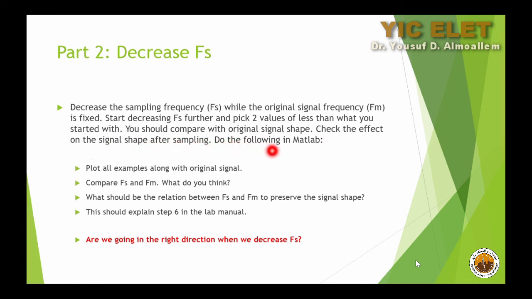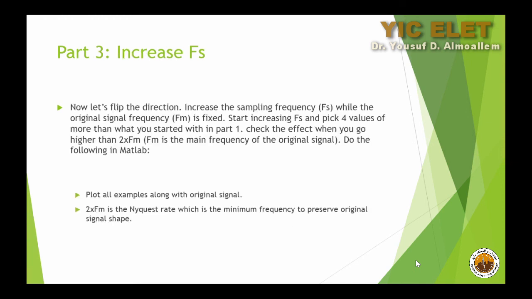Do the following in the Matlab. Plot all examples and compare fs with fm. And what do you think again? Is that the right direction? Are we going in the right direction when we decrease fs, or should we go in the opposite direction? Let's see if we increase fs. Now let's flip the direction, increase fs. Now you have to keep fm the same in both steps, so do not change the signal's frequency, only the sampling frequency, the sampling rate.